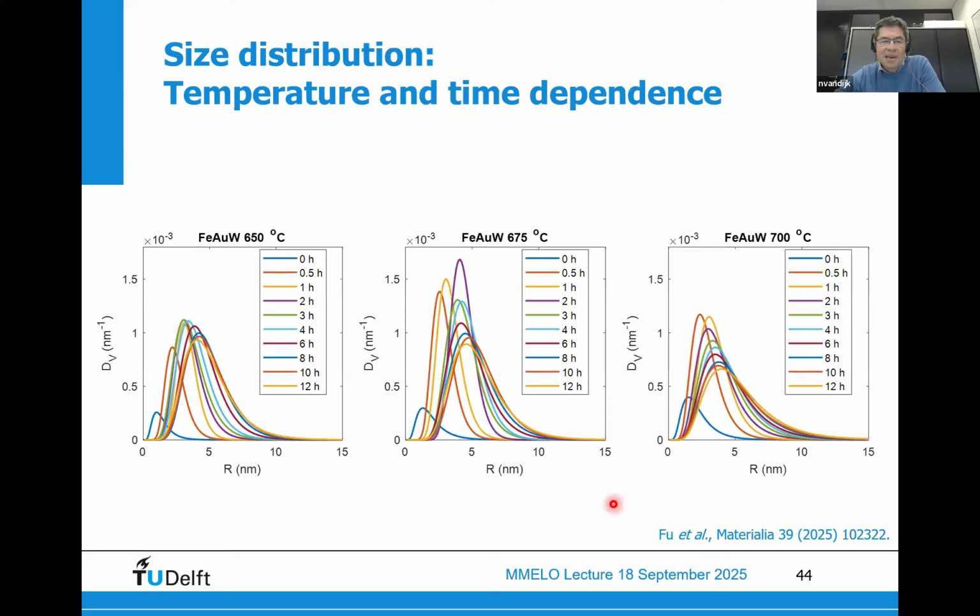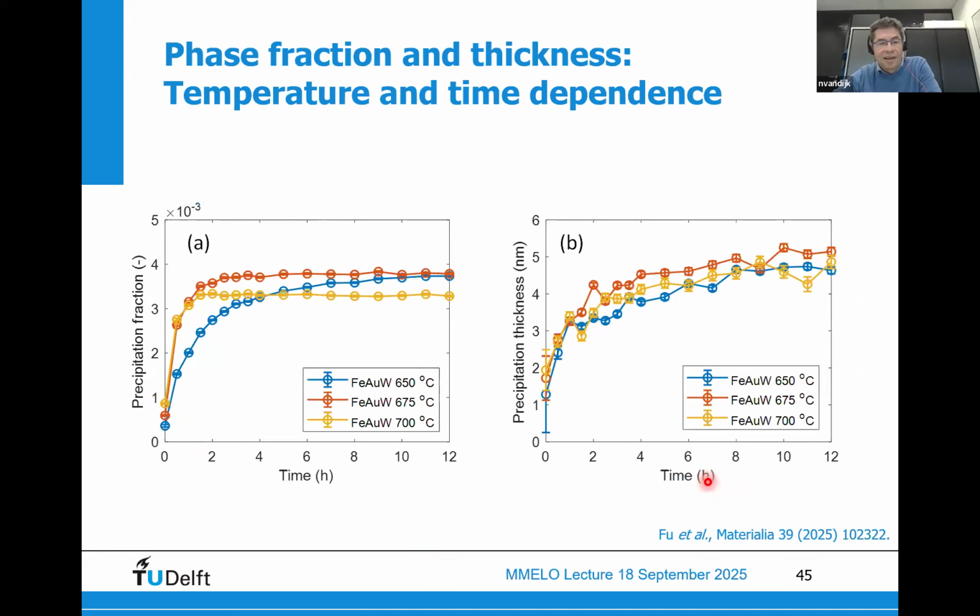So after this, you can numerically analyze what the phase fractions do if you do heat treatments at different temperatures, and you can follow the size distributions as a function of time for all these aging steps. That can be translated into precipitate fractions and sizes. And you clearly see that if you increase the temperature, the precipitation goes faster, but you reach lower equilibrium phase fractions. And that is all in line with what you expect to see.